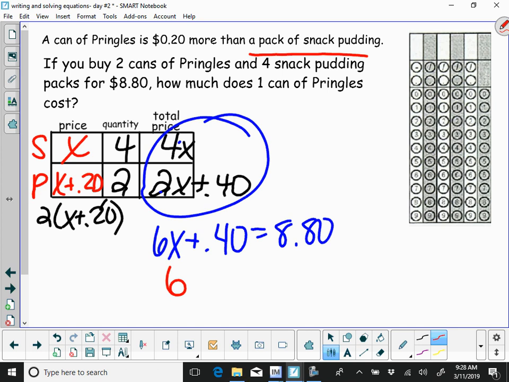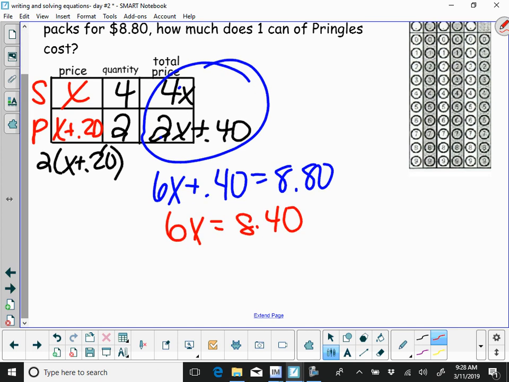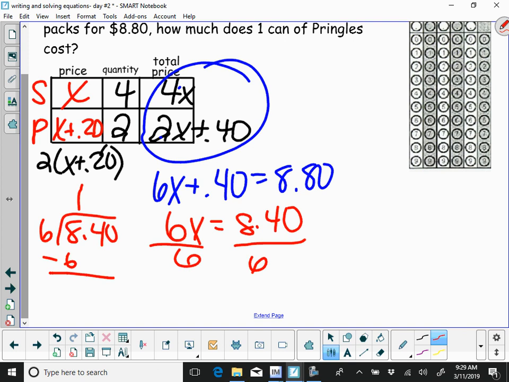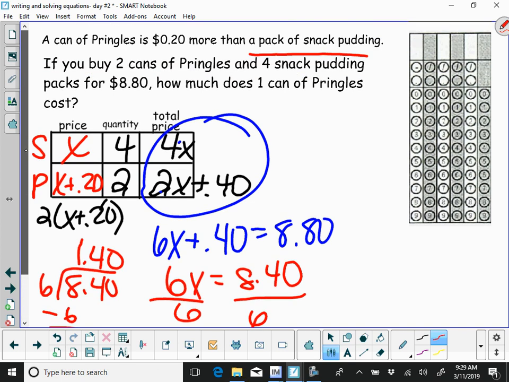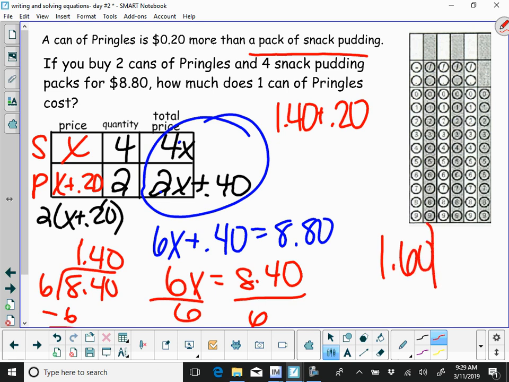I got 140. I got 160. I got 2. All right, let's see. 840 is our subtraction, right? So we're going to divide by 6. So 6 into 840 gives us 140, and that is the cost of the snack pudding, right? But it says how much the Pringles cost, so we need to add the 20 cents to that, which makes it $1.60. Okay?